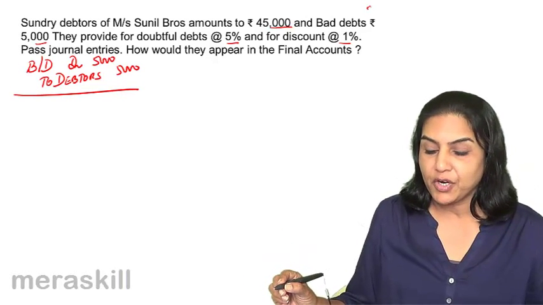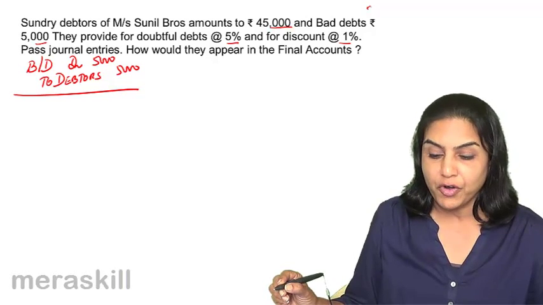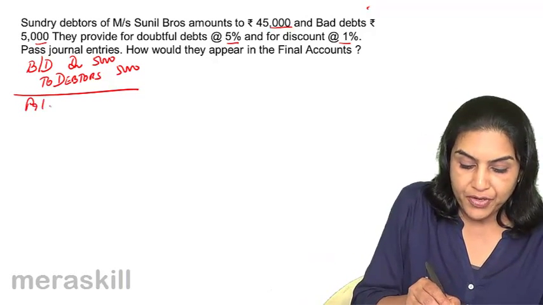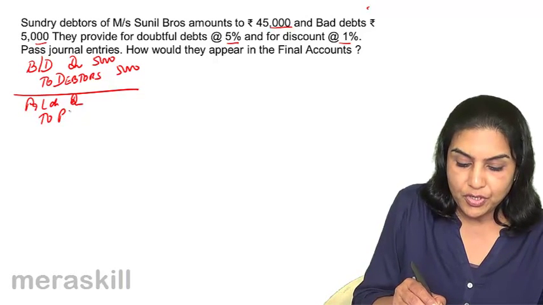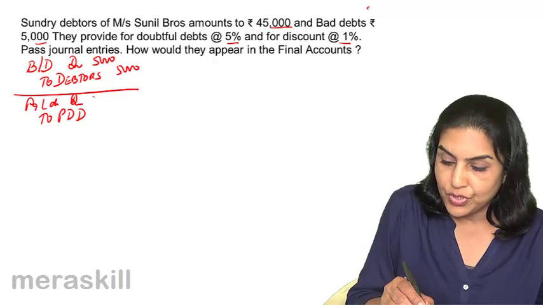Then they provide for doubtful debts at the rate of 5%. 5% of 40,000, we get 2,000. What is the entry? Profit and loss account debit to provision for doubtful debts, amount of 2,000.